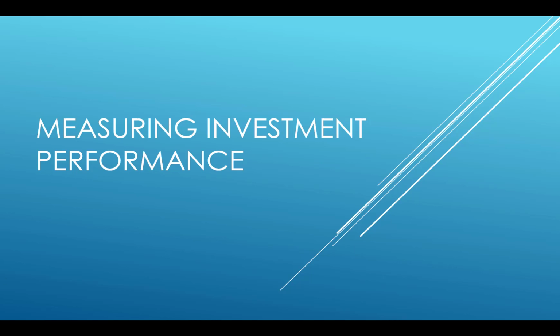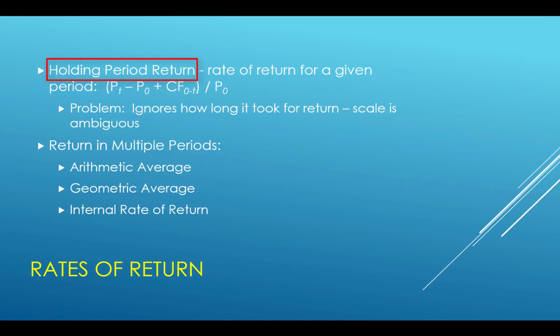We're going to talk about holding period return and returns in multiple periods. So first, a holding period return is going to be the rate of return for a given period of time. So this could be for a quarter, it could be for a year, it could be for a 5-year period, etc. It could be any range of time. It's not defined as a set interval of time. So let's take a quick look at this formula here.